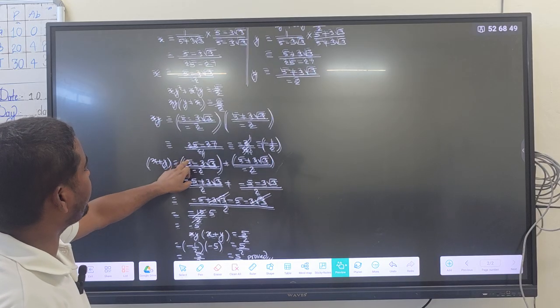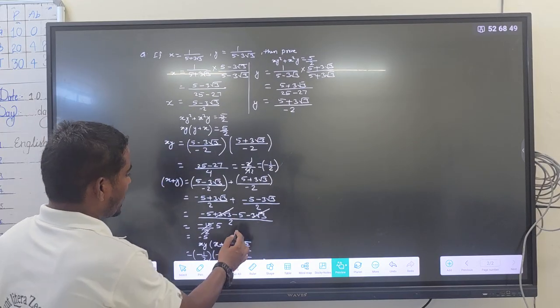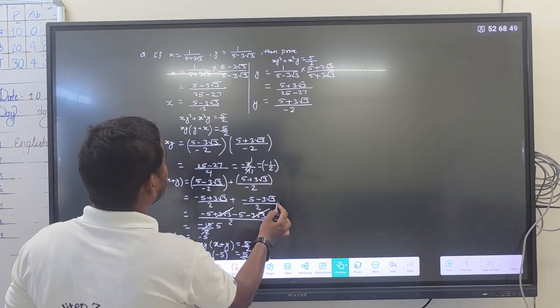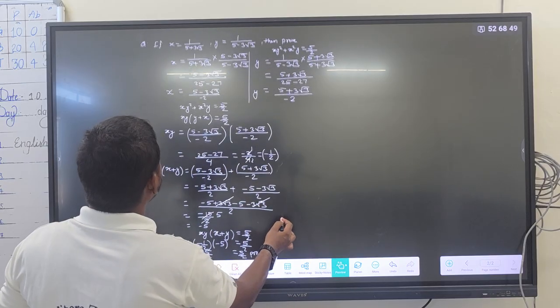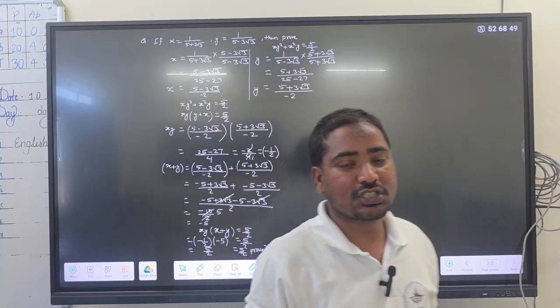I will zoom it out so that if you want to write, you can copy the solution in a more convenient way, students. So this is your complete solution of this question.